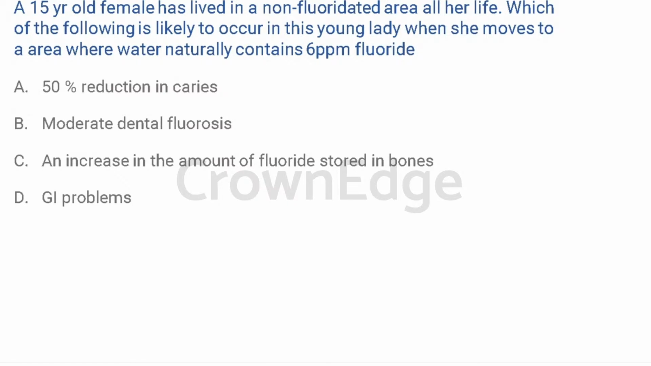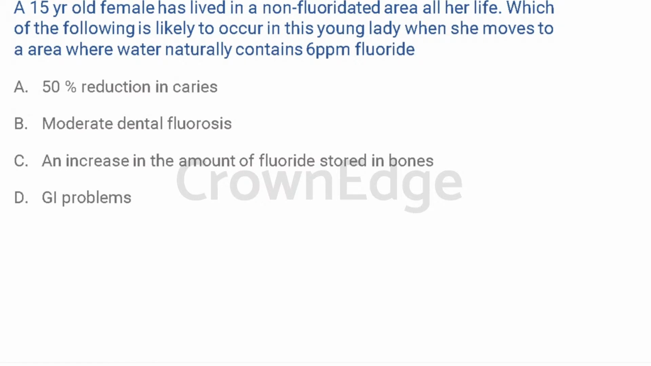B, moderate level of dental fluorosis. C, you see an increase in the amount of fluoride that is stored in the bones. D, GI problems. So the question is what you're most likely to see, and that is option C. It is basically an increase in the amount of fluoride that is stored in the bones.